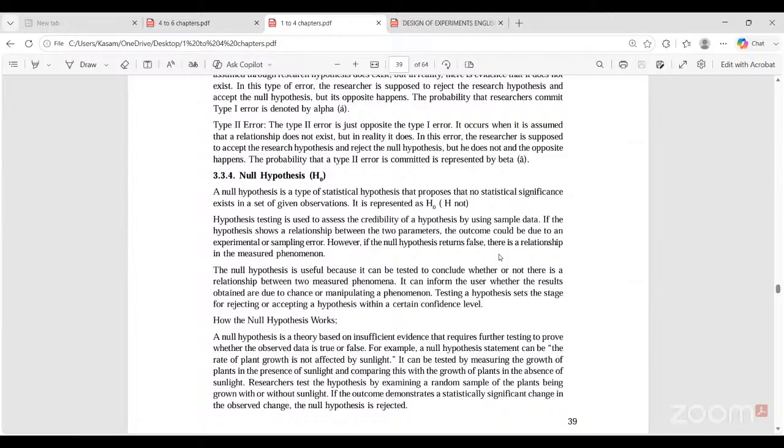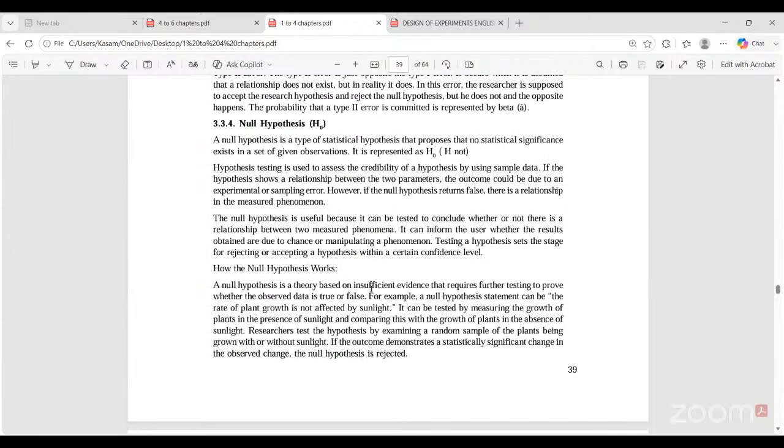So how does the null hypothesis work? A null hypothesis is a theory with insufficient evidence that requires further testing to prove whether the observed data is true or false. For example, a null hypothesis statement may be: the rate of plant growth is not affected by sunlight. Is it a correct statement or wrong? Tell me anyone. Wrong, sir. It can be tested by measuring the growth of plants in the presence of sunlight, comparing the growth of plants in the absence of sunlight. The researcher tests the hypothesis by examining a random sample of plants growing without sunlight.